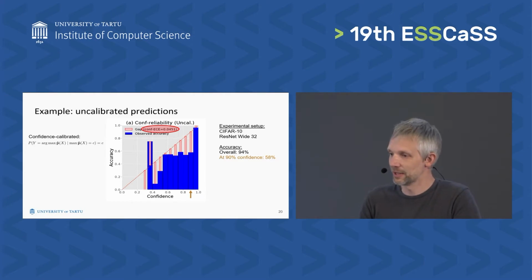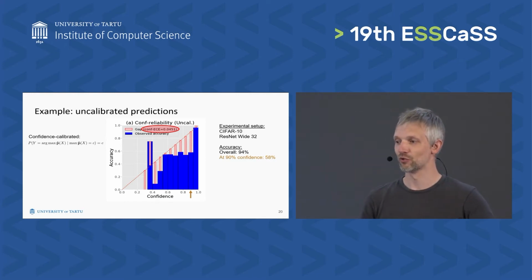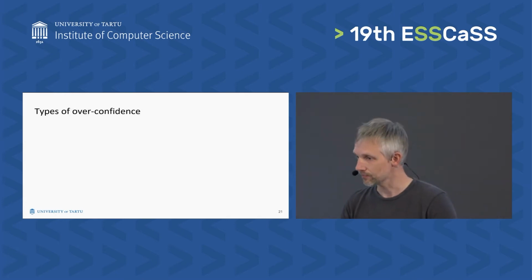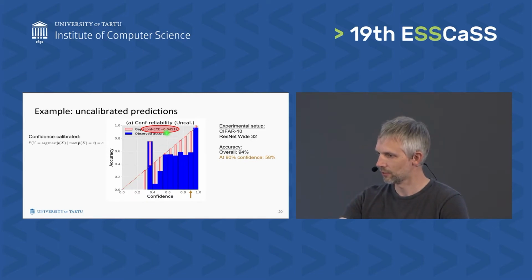ECE, expected calibration error, is a measure that quantifies how far we are from the diagonal. It averages the size of those red gaps, and it's a weighted average, weighted by the number of instances that fall into each of the bins. Here you see this number 0.0451, which is how tall on average these red bars are. It looks like a very low number, but it's low because most of the instances are in that highest bar near 1, and there the gap is small.